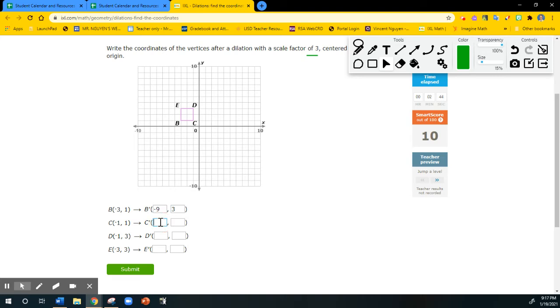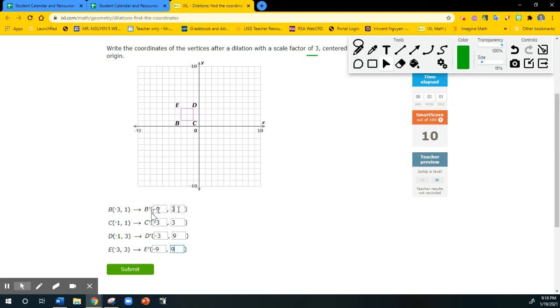Okay, so sometimes we make a mistake and we forget to multiply. Okay, this is -3. This is 3 again. This one is -3 again. This one is 9. This one is -9. And this one is 9.